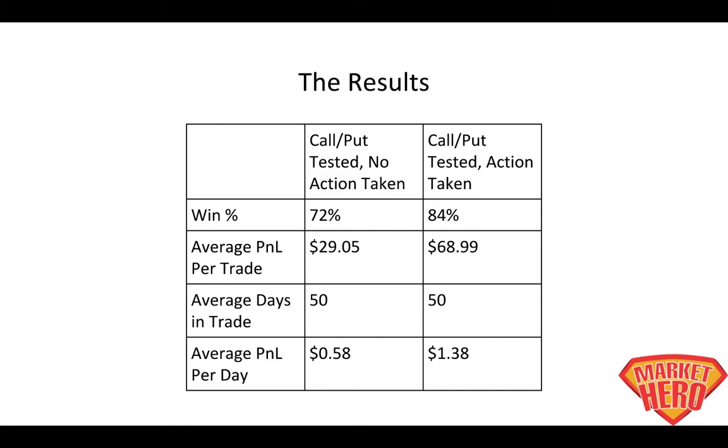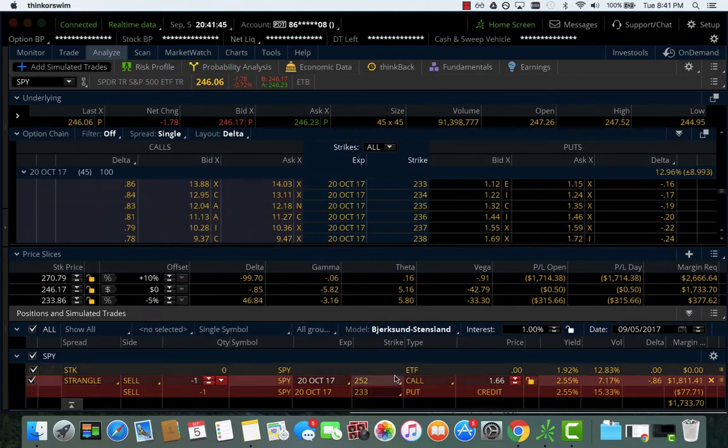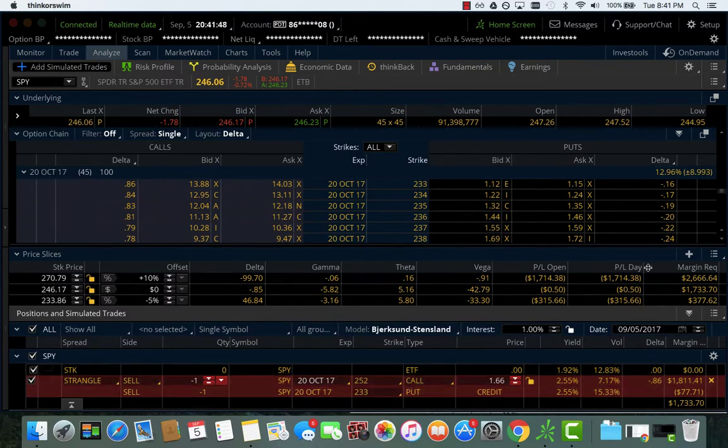But this just goes to show you that not only is managing strangles as a whole a profitable strategy, but if one of the sides gets tested, we want to manage the other side, the winning side, and just put that money back in, redeploying that capital to the original probabilities. So if your call is tested, which means the price of the stock goes up to your call strike, you want to buy back your put and resell a put at the original probability, which is a 16 delta. From that point on, you're doing nothing. And the same is true for the other side.